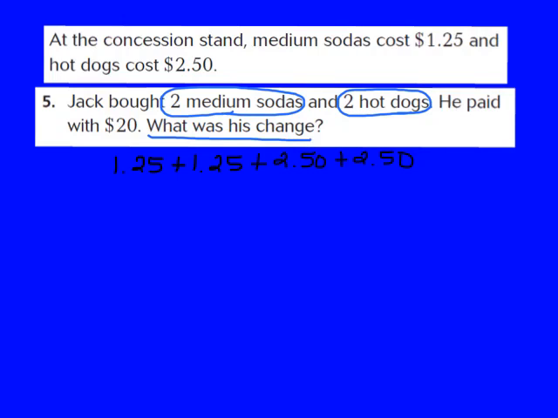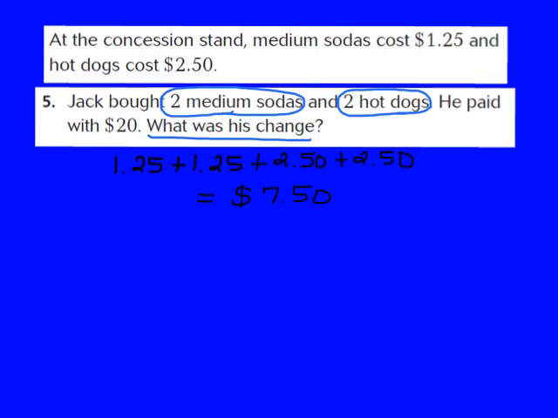Now, in order to calculate the cost, we need to add those amounts together. So once again, we're adding $1.25 plus $1.25 plus $2.50 plus another $2.50. And when we add those amounts together, that takes us to $7.50. So I'm going to go ahead and write down $7.50. And that represents the total cost.